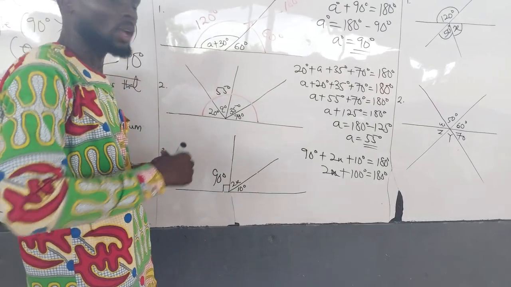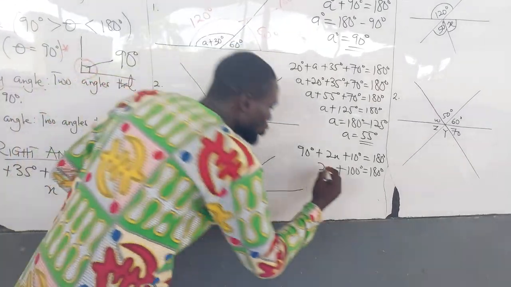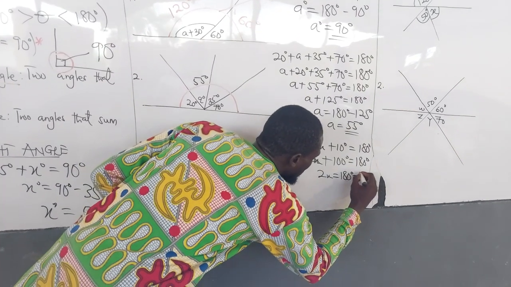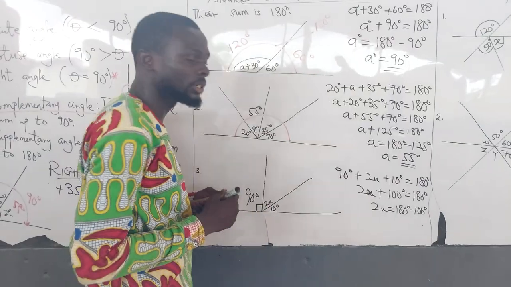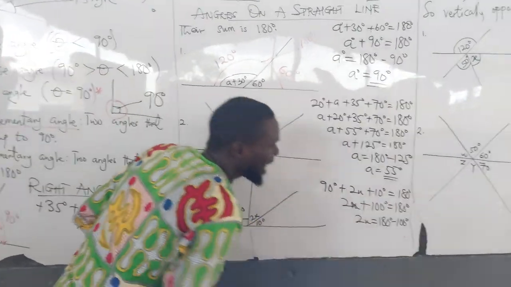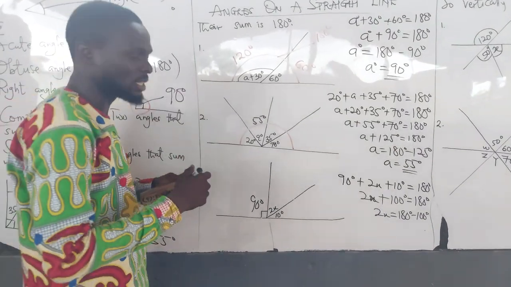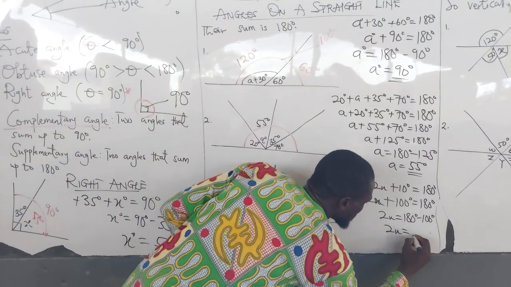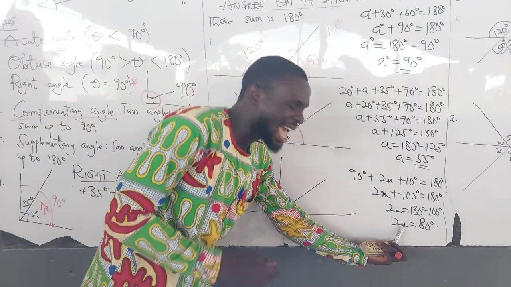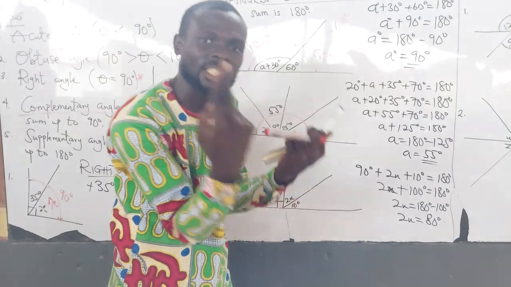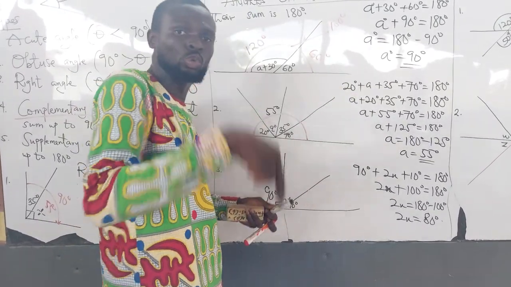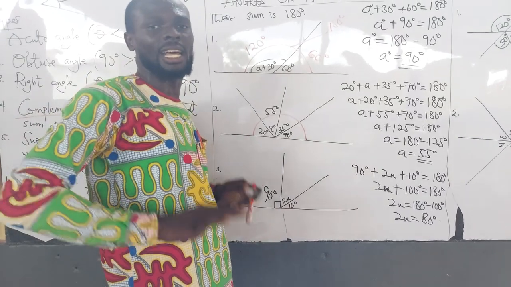What do we do from here? We group like terms. So grouping like terms will give you 2x is equal to 180 degrees minus 100 degrees. From here, you just subtract the 100 from 180, and that gives you 2x is equal to 80 degrees. Here you want x, but 2 is attached to x. So what do we do? We are going to divide both sides by 2 so that the x can stand alone.